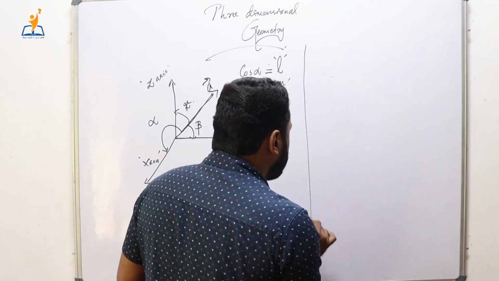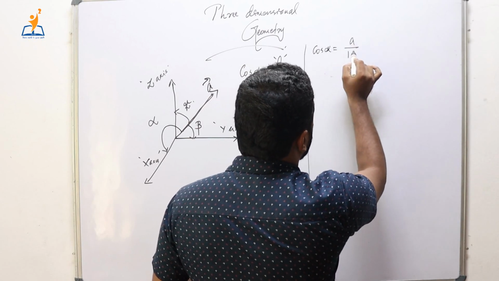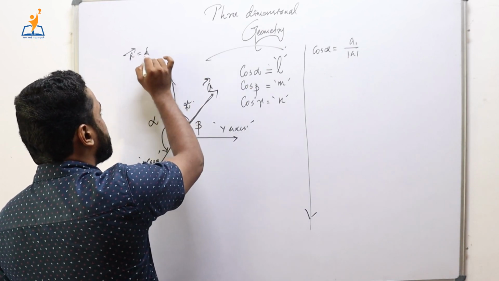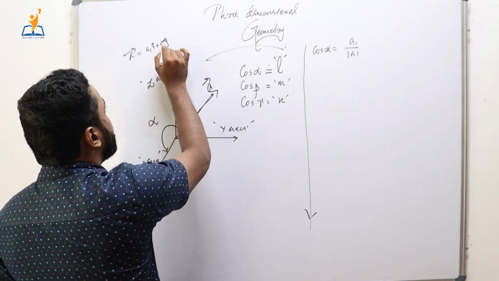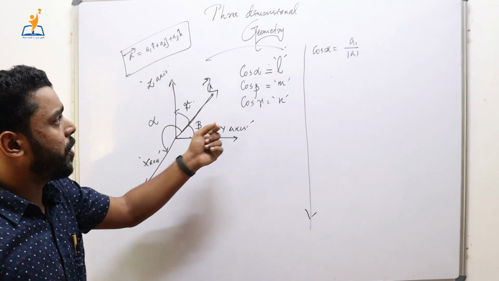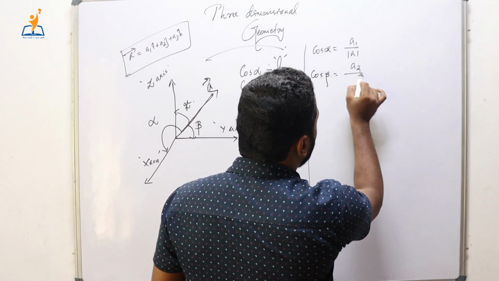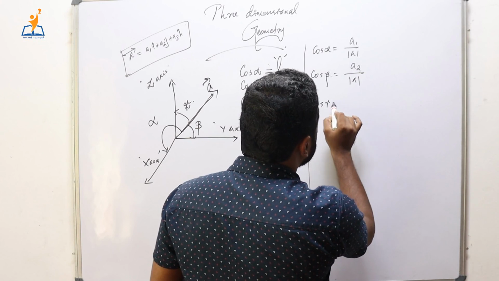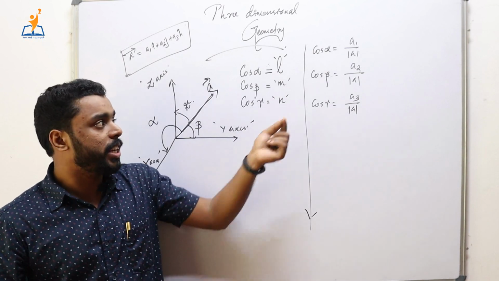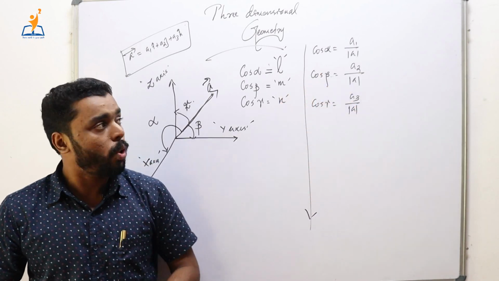In vector algebra, we learned that cos alpha is nothing but A1 by mod A, if this is vector A, and we define vector A as A1 i cap plus A2 j cap plus A3 k cap. Then by this definition, cos alpha is A1 by mod A, cos beta is A2 by mod A, and cos gamma is A3 by mod A. We learned this in vector algebra. If you have doubts here, just go back to the section of vector algebra dealing with direction cosines. Okay.